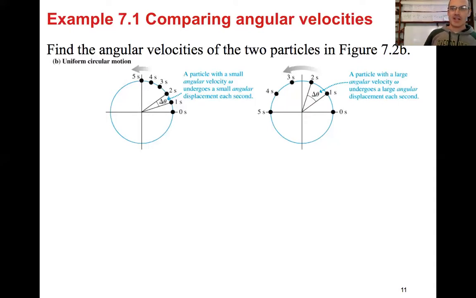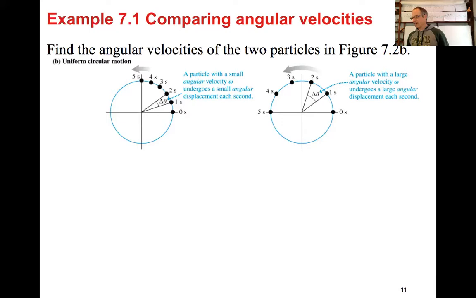Okay, so if we were to look at these two particles, we have in the first motion, you can see we have a particle with a small angular velocity, and it's undergoing a small angular displacement for each second. And then you have a larger displacement for the same time interval. Hopefully you can see that one particle moves half of the circle in the same amount of time that it takes the other one to only move a quarter of the circle. So the displacement of one is essentially double the other.